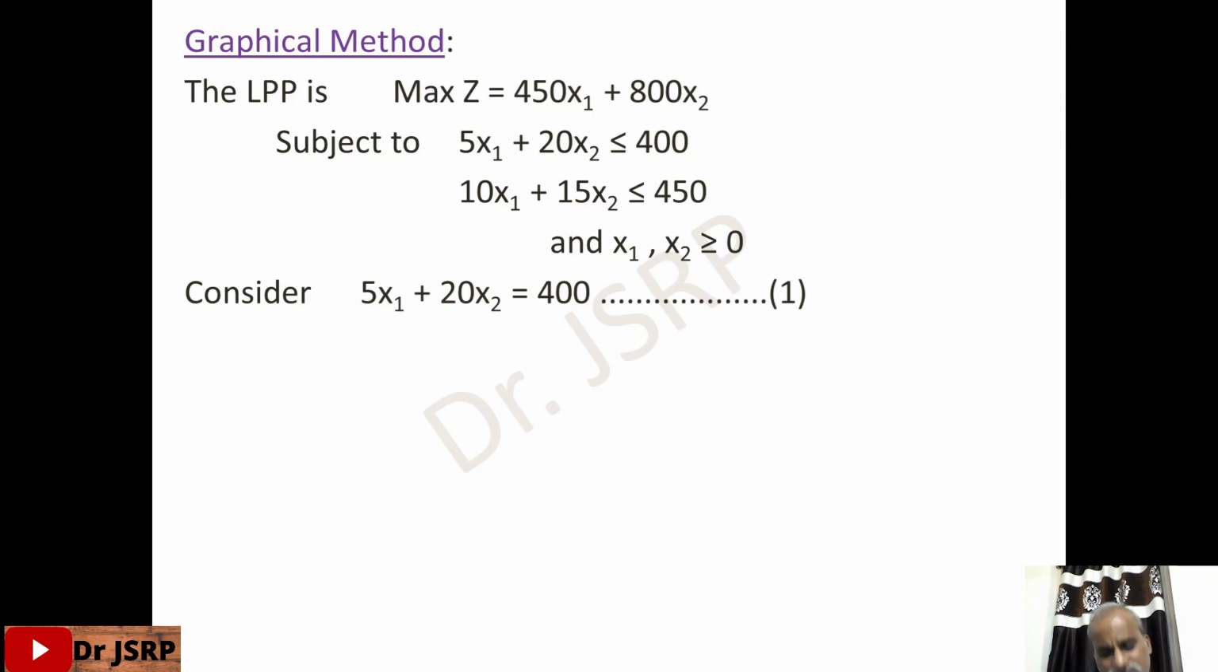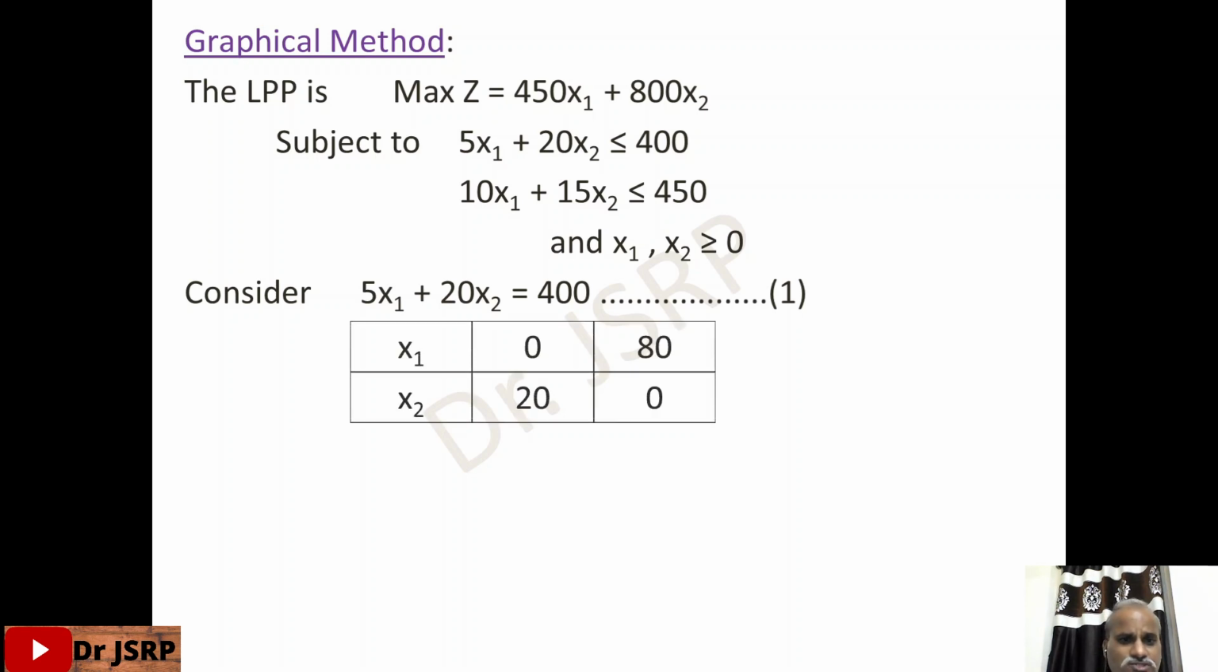Since it represents a straight line, we require the coordinate intercepts, that means the x-axis intercept and the y-axis intercept. So find those two intercepts. How do you find the intercepts? First take x1 as 0 and substitute in the equation. You get 20x2 equals 400, x2 equals 400 by 20, that is 20. Since the x component is 0, this is the y-axis intercept.